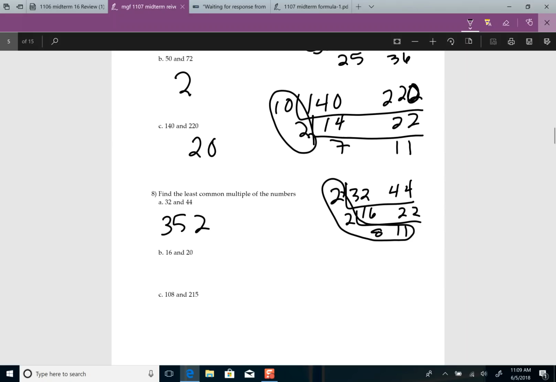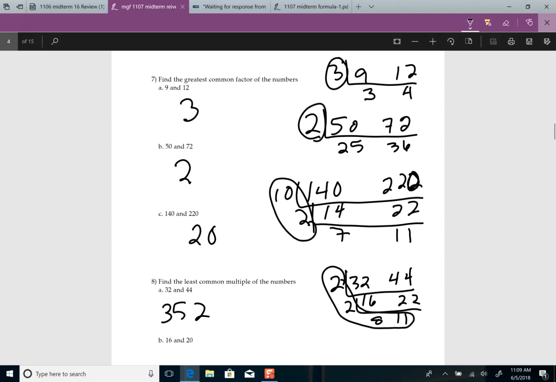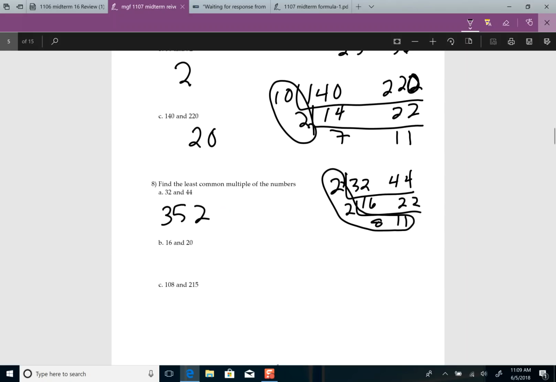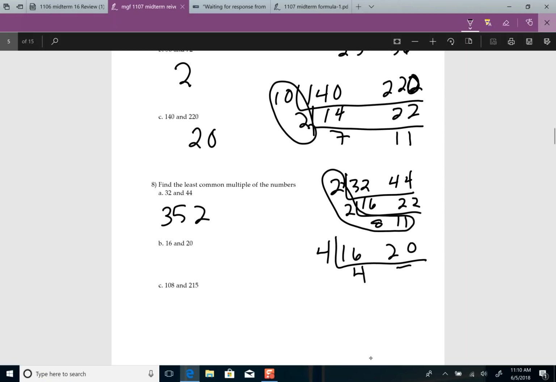I always think GCDs are smaller, so look at that, 32 and 20. LCMs get bigger, so already I'm at 352. So let's try 16 and 20. And this time I kind of go, oh, I see 4 goes in. But if you saw 2, perfect. 4 goes into 16 4 times, 4 goes into 20 5 times. Again, I'm done. So I'm going to multiply 4 times 4 times 5, which is 80.